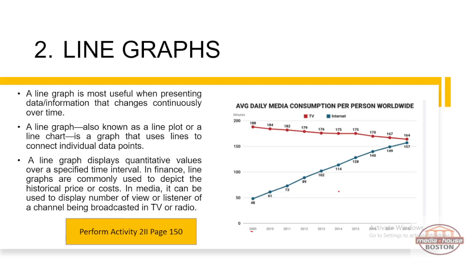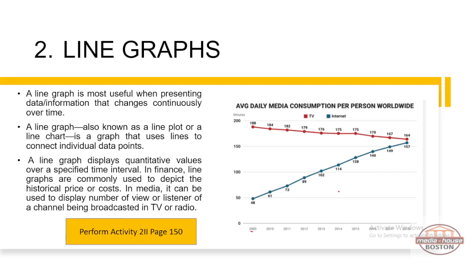Here it says that a line graph, also known as a line plot or a line chart, is a graph that uses lines to connect individual data points. Once you connect the dots, you can draw a line that connects all the dots, which will show an indication of how the graph is moving and from which point to which point. Then you can follow the trend from the continuous data and see that, as time goes on, less time will be spent on TV.